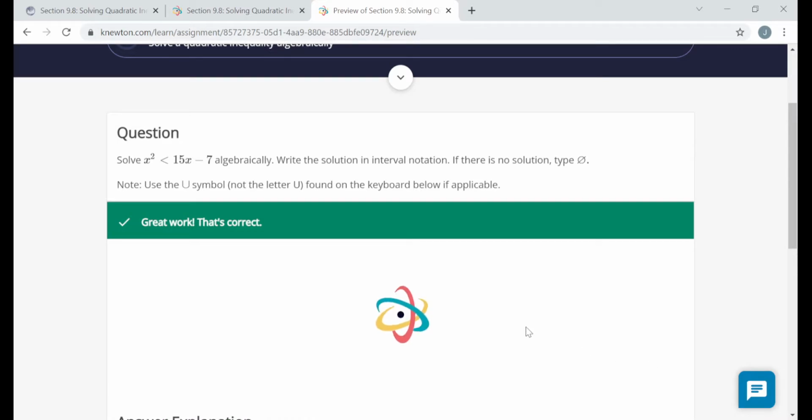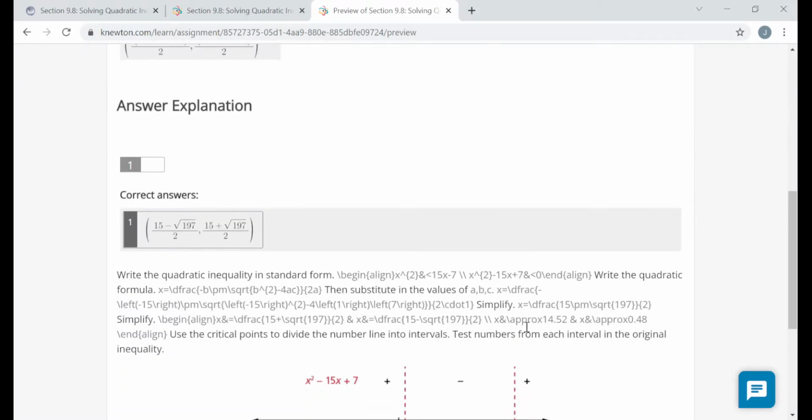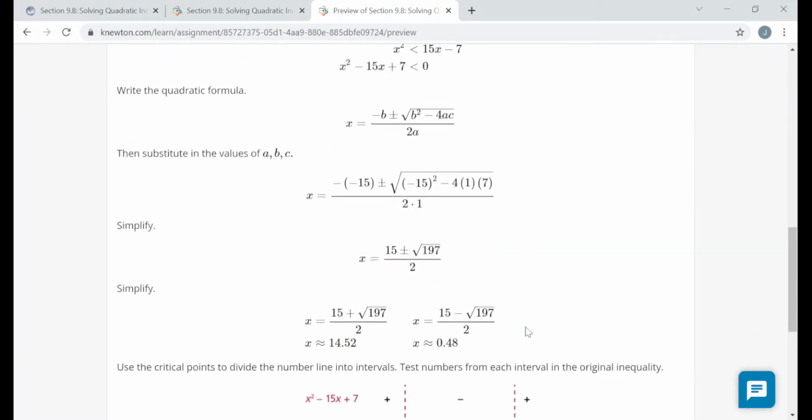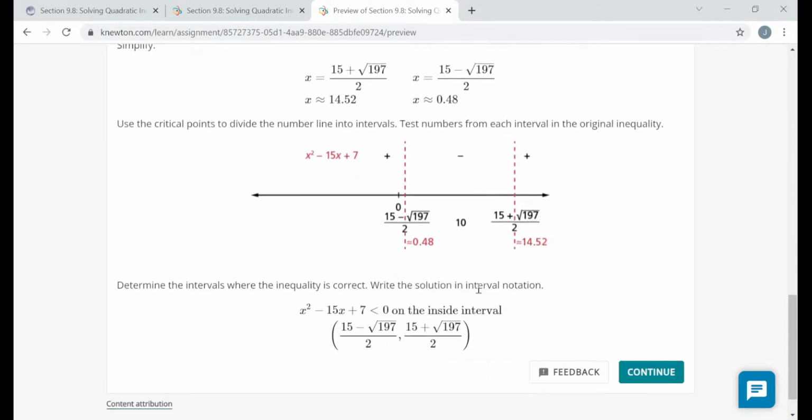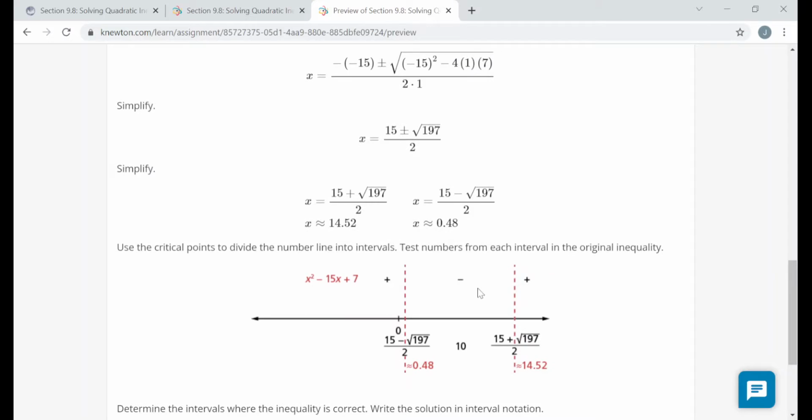All right, and once again, read through the answer explanations. You see they did exactly what I did: a number line, and then you're picking test numbers from each interval, and all that, just like I showed you. This is without graphing a parabola.